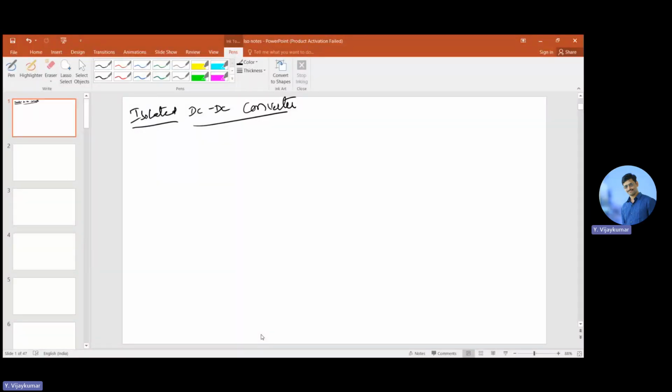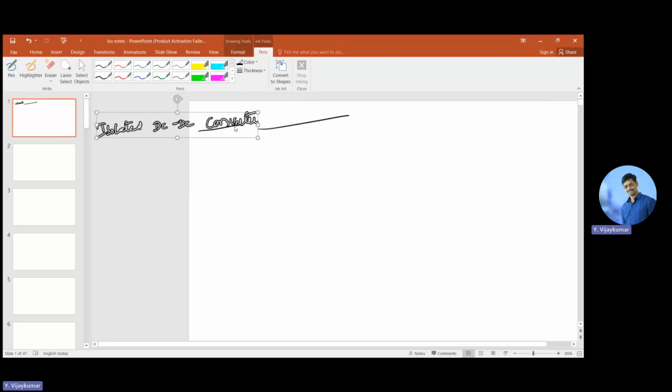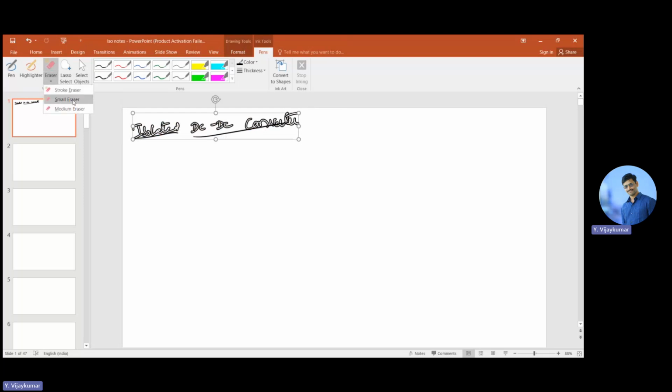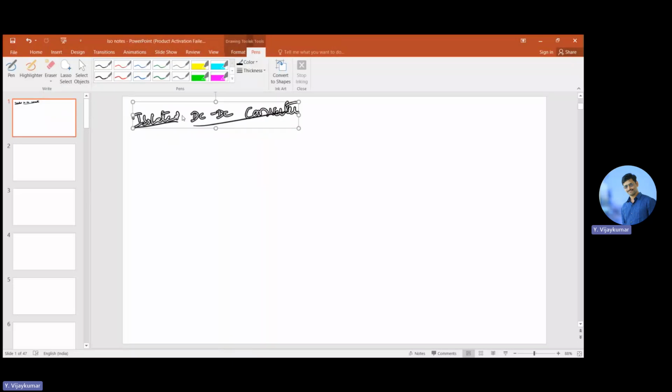Hello all. Up to now, we have discussed the non-isolated DC-DC converters. In that, we discussed the buck converter and also the boost converter. Now we will discuss why we are going for the isolated DC-DC converter, and then we'll move on to the isolated DC-DC converters.